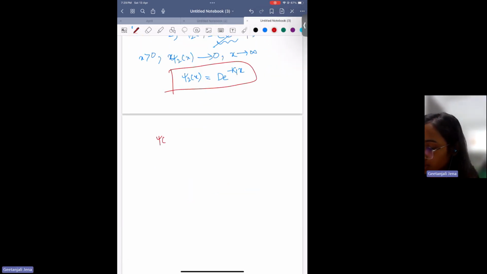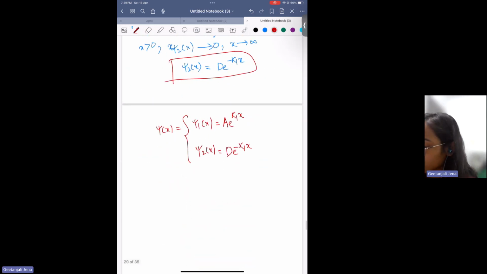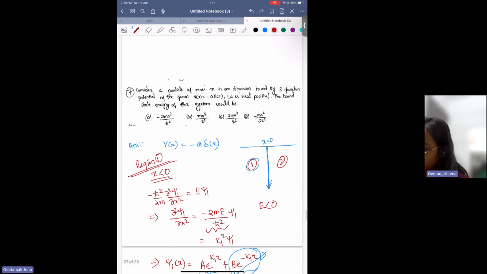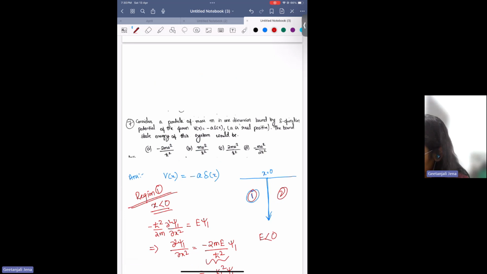So for region 1, we get psi 1(x). For region 2, we get psi 2(x). Psi 2(x) is nothing but D e to the power minus k1x, and psi 1(x) is A e to the power k1x, for x less than 0 and for x greater than 0. So we got the wave function. Now let us see what the question was asking. It was asking about the bound state energy of the system.